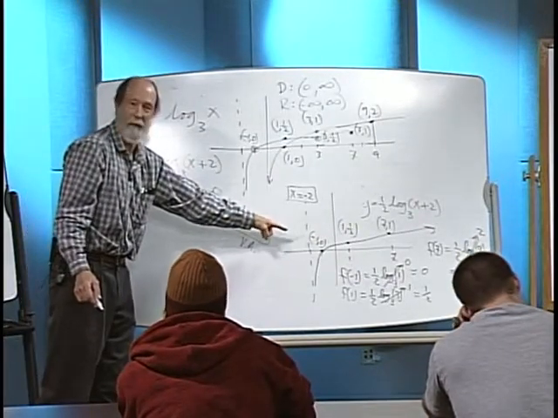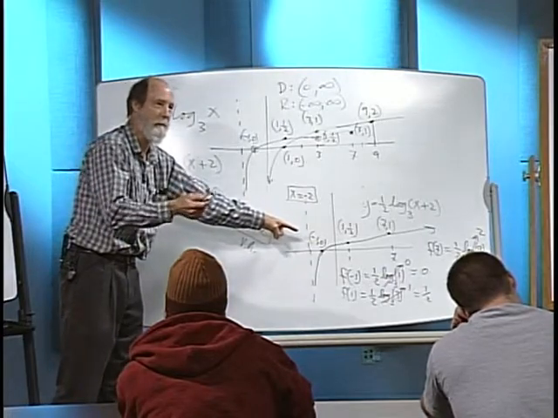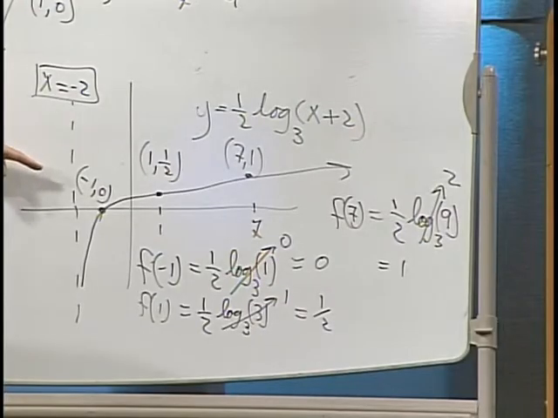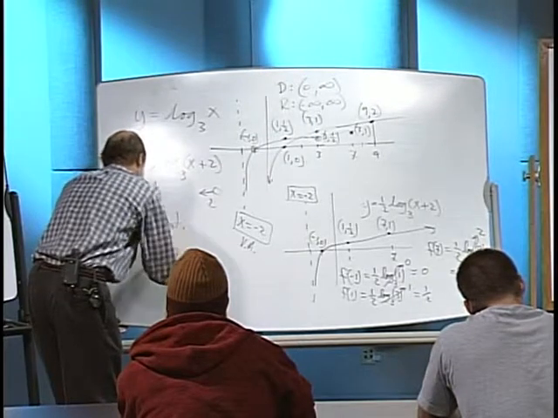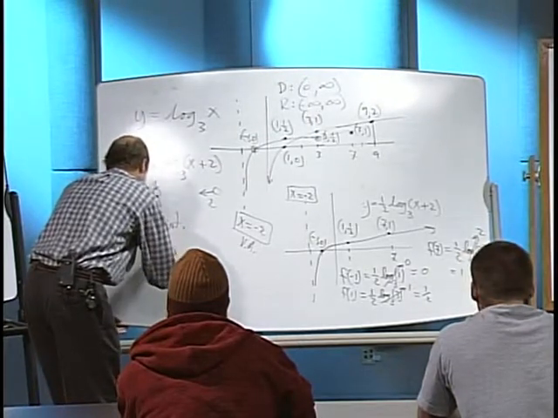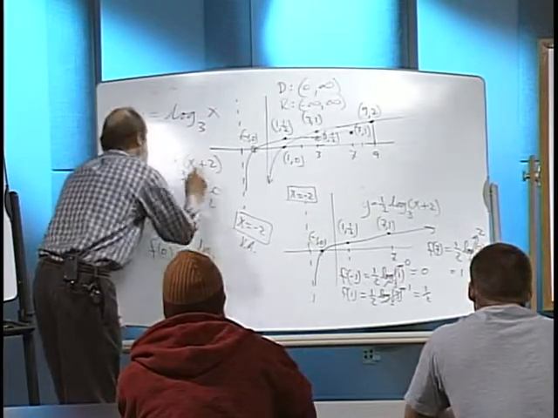The y-intercept, always. And y-intercepts are usually easy, aren't they? Because we let the input be 0, right? So let's find that y-intercept. We're finding f of 0, and so we're going to have 1/2 of the logarithm base 3 of 2.